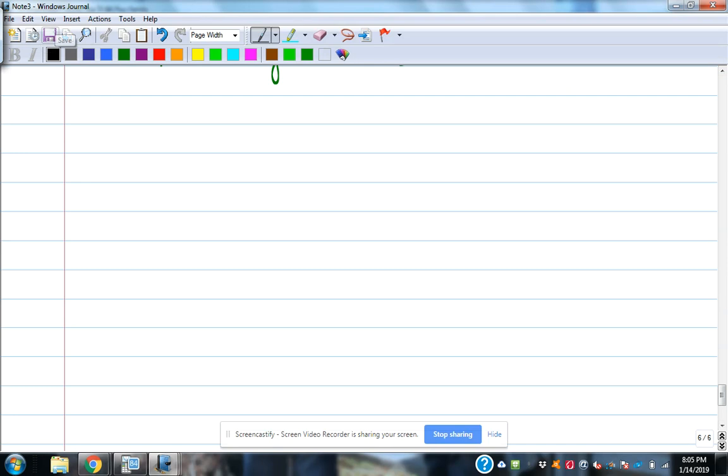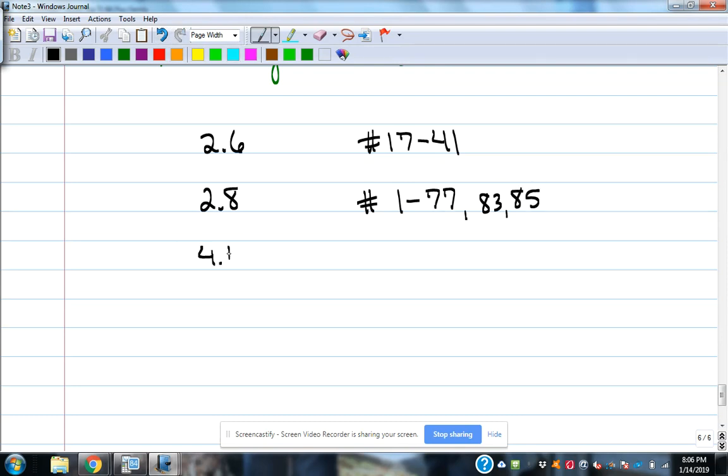On Canvas, you'll have a quiz that covers all three of these sections. In section 2.6, I think like 17 through 41. In section 2.8, so these are numbers out of the textbook. I think that's right. And then section 4.1 is 3 through 87. The odds, obviously, on these, as the answers are in the back of your textbook, so that you can check to see if you're doing those correctly. And that'll get you some practice to get you ready for that Canvas quiz.